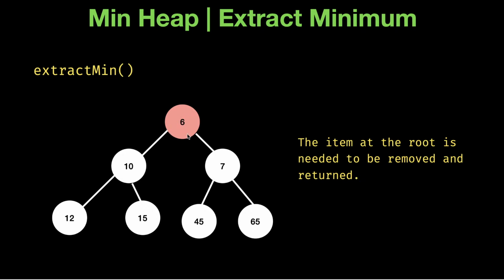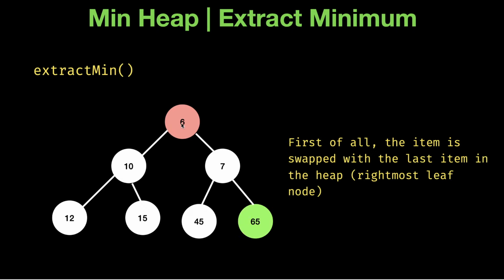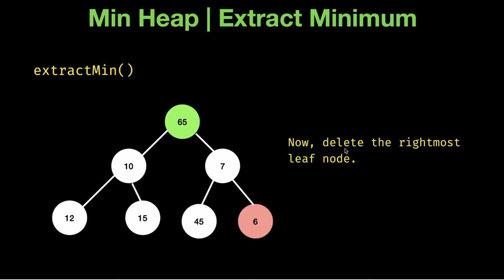So first of all, what we will do is search for the last element in the heap. That means the last rightmost leaf node, and we basically replace the node to be deleted with it. So 65 goes there, and 6 comes to the last node, right? Now we can safely delete 6. We can delete the rightmost leaf node. Okay, 6 is deleted, but now we have a problem here.